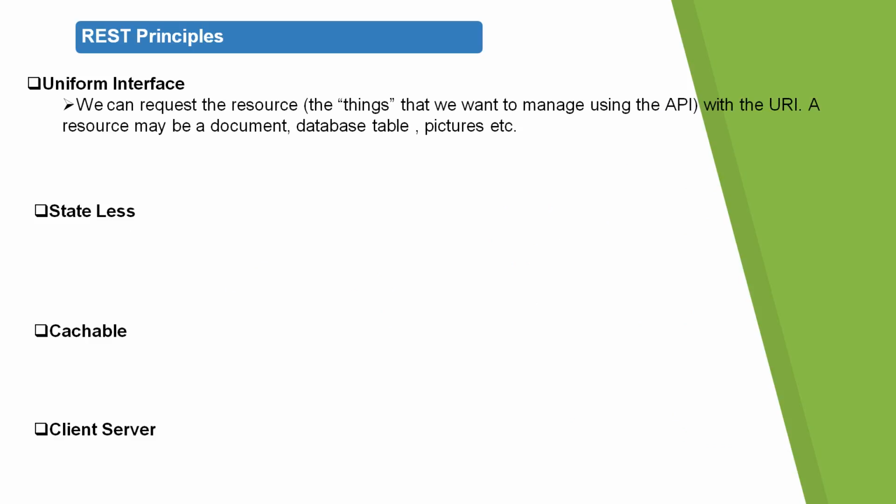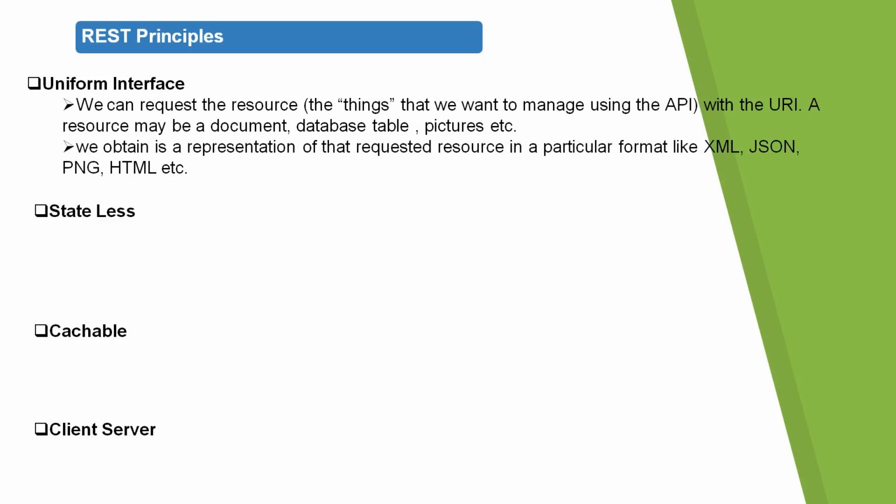Here you can see we can request the resource, the thing that we want to manage using the API. What is the meaning of resources actually? Resources can be a database table, a picture, or a document hosted on your server. You can get that through the URI or the URL. You are giving the URL, and through the URL you are getting all these things. You are not writing any code to get the database table data. The data returned by the server can be in XML format, JSON format, PNG or HTML. Whatever format you return from the server goes to the client.